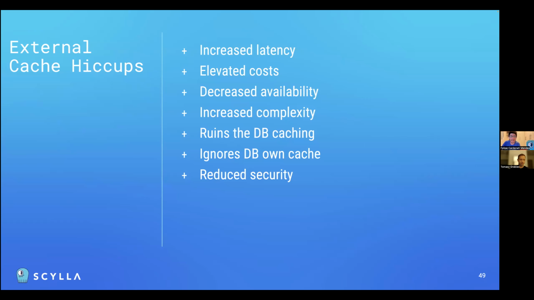So let's now switch focus to and highlight some of the problems involved when you make use of an external cache. We have listed here 7 reasons related to latencies, costs, complexity, and so on. And we will quickly walk you through these points. It's worth noting that we have a very detailed white paper where we discuss each of these aspects in depth.